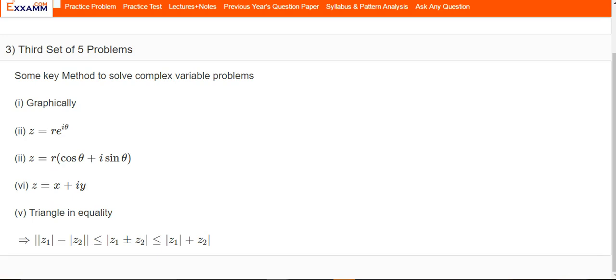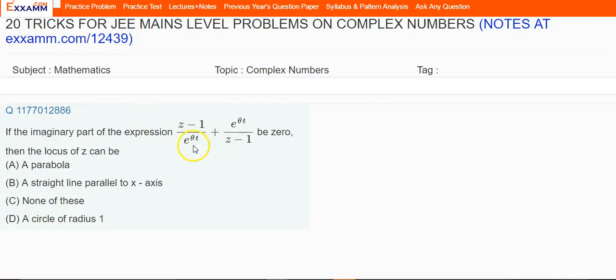Now let us see what our problem was. Our problem was that the imaginary part of this is given to be equal to 0. Although we have to find the locus, we cannot start this problem graphically. We cannot draw the imaginary part of this. So the second option that comes to mind is the exponential form. If we put z equal to x plus iy, it would become clumsy. If we put z equal to r e to the power i theta, then this is not bad.